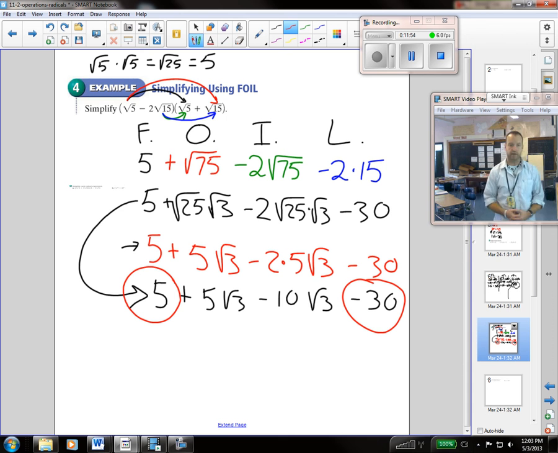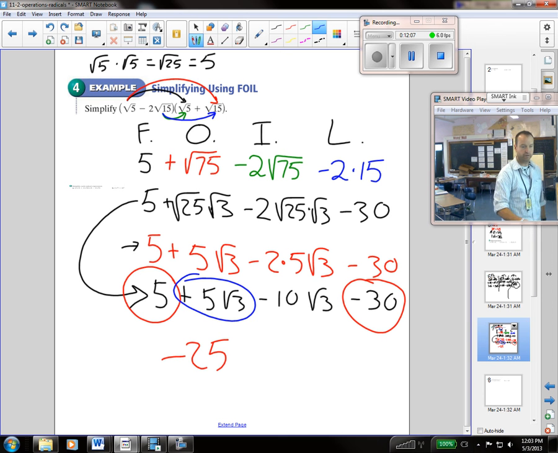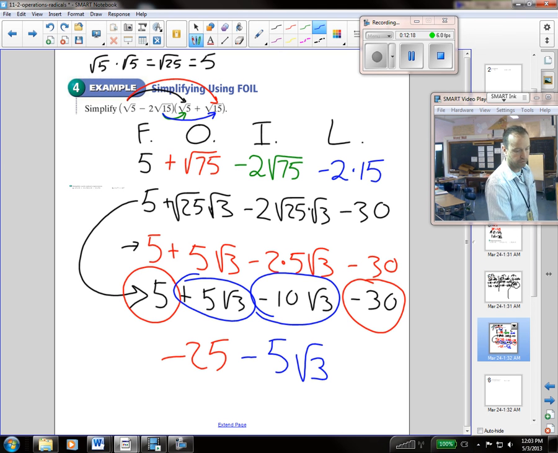Okay, we have constants here. 5 and minus 30 comes out negative 25. And then we have these radical 3 terms, so we're going to count them. You have 5 positive radical 3's. You have 10 negative radical 3's. So 5 positive, 10 negative gives you negative 5, and we were counting radical 3's.